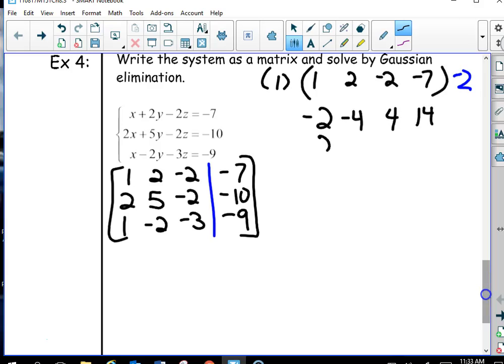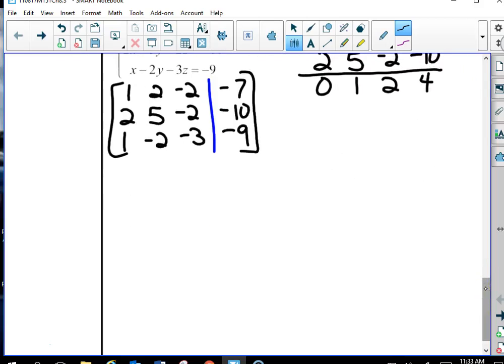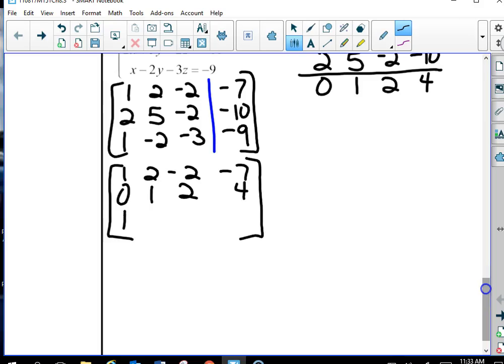When I combine that with row 2, my new and improved row 2 has a 0, which is what I want. A 1, that's kind of nice. And a 2, and it looks like I get a 4. So let's rewrite the matrix with our new row 2. The reason I do this is because it helps me figure out where I am at and what I need to do next. I think I'd have a tough time if I wasn't rewriting.